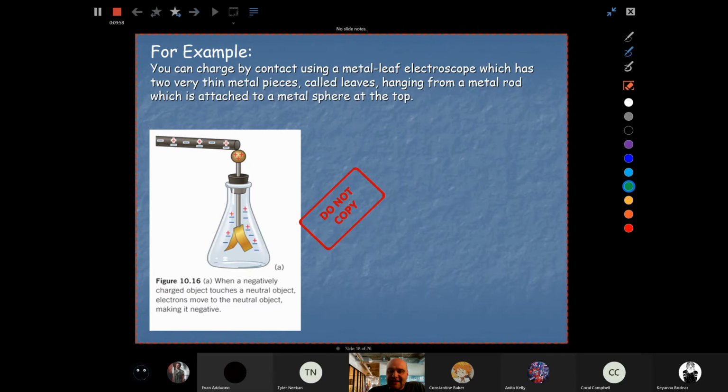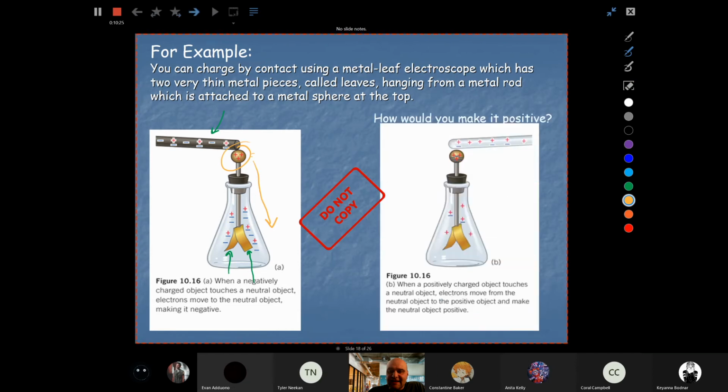And here's an example. Oh, I don't think I took this out of our textbook. So you can charge by contact using a metal leaf scope, which is a very thin metal piece. So this right here is just a piece of metal. And what it's saying is we're bringing this negatively charged rod close to it. So those electrons that are in the ball originally are getting pushed down. And you can see that there's a positive charge that remains. So if you wanted to make it positive, I guess you'd have to bring a different rod along.